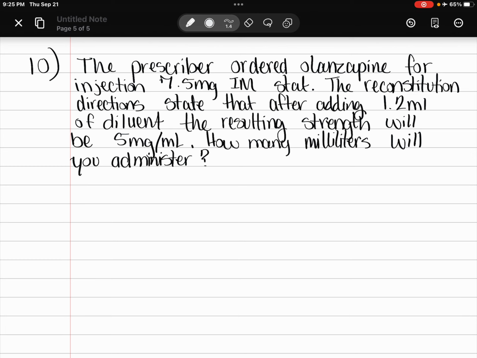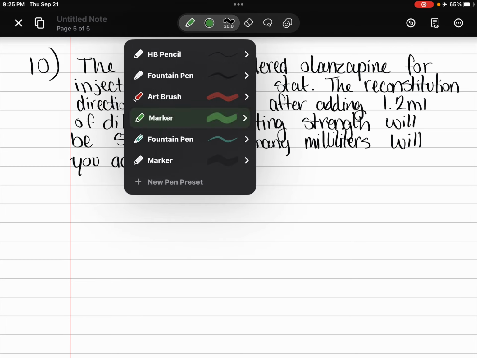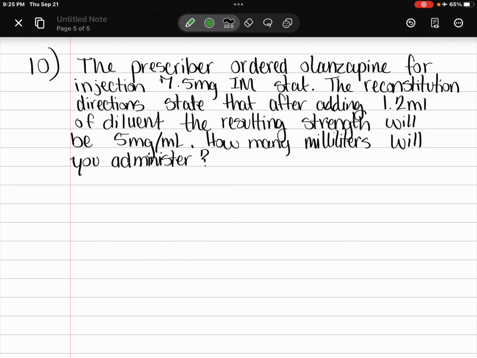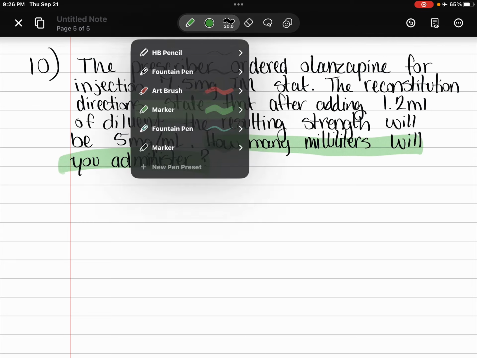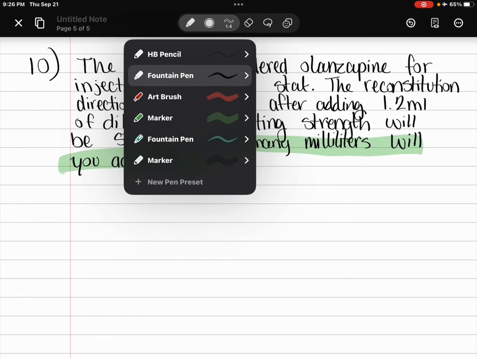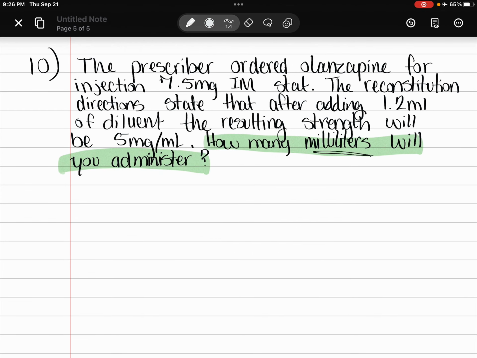Okay, so what is my problem asking? That's the first thing that I need to figure out. How many milliliters will you administer? So what are we going to start with? We're going to start with our milliliters. I'm going to put my milliliters on top because that is what I'm looking for. Okay, so if you're looking at the problem, where else does it have milliliters? And you have to be careful because this is where you can get messed up really easily.